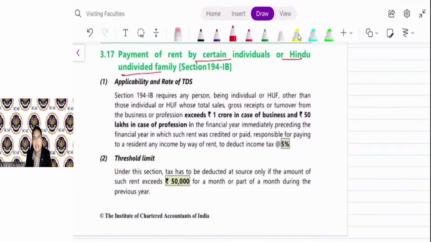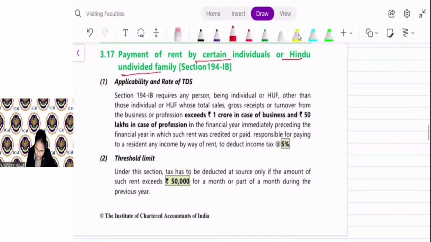So under section 194IB, the payer is those individuals and HUF whose turnover in the last financial year is less than 1 crore, and if they are in the profession, then the professional receipt is less than 50 lakh. Clear, everyone? Why? Because those individuals whose turnover is more than 1 crore in the last financial year are liable to deduct TDS under section 194I, not under 194IB. Everyone clear on the difference of payer between 194I and 194IB? Yes or no?